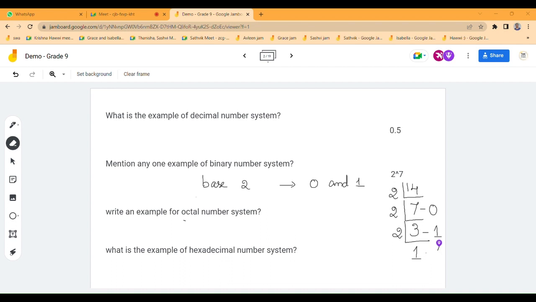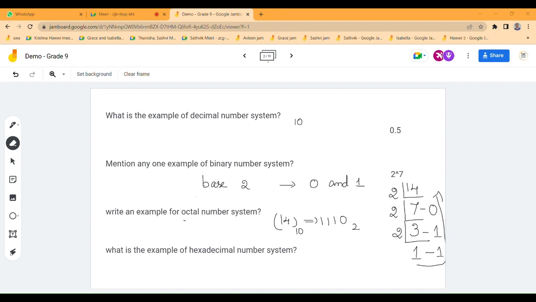Now you have to take all these 4 digits. For the decimal number 14, you have to write the base as 10. So 14 base 10. You are converting this 14 into a binary number: 1, 1, 1, 0, base 2. This is a binary number.